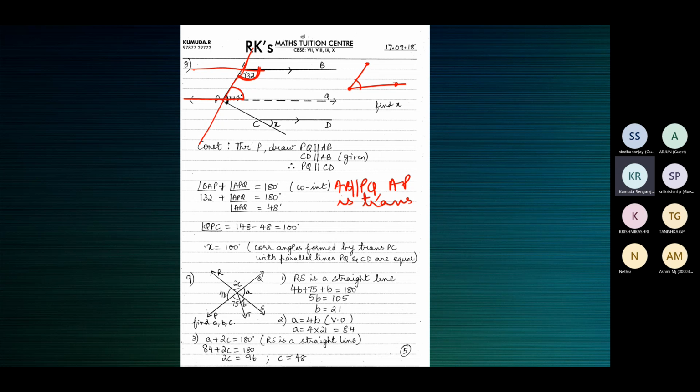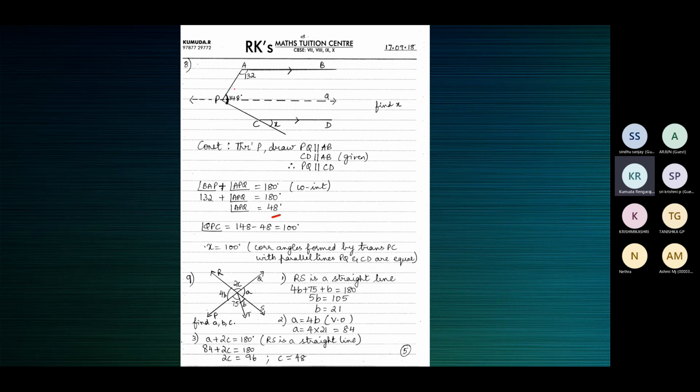This angle, which is BAP, and this angle, which is APQ, are supplementary because they're co-interior angles. Now we know that BAP is 132. So 132 plus APQ is equal to 180, so APQ is equal to 48 degrees.